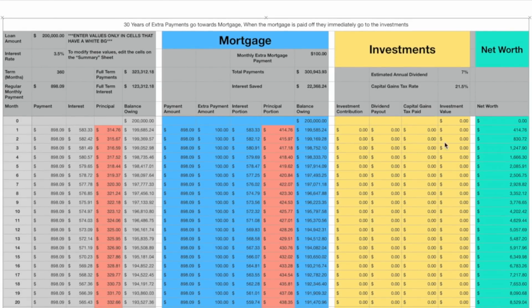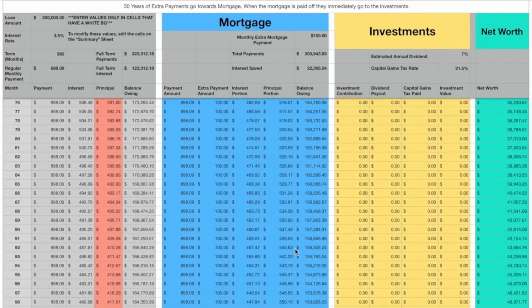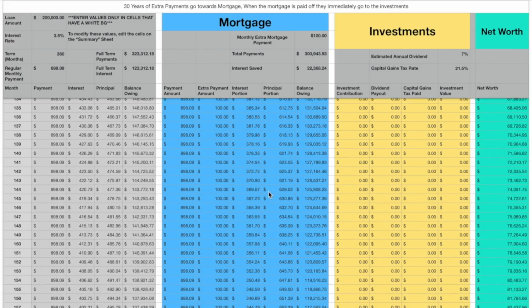Now, of course, in this scenario, there's no money going into the investments. And so the net worth calculation on here is the balance owing minus the equity, because you've bought a home worth $200,000, plus the investment number. So it's the $200,000 loan as equity minus the amount owing plus the investment value. So because we're making this $100 payment, we know that we're going to save $22,000 in interest by making all these payments.